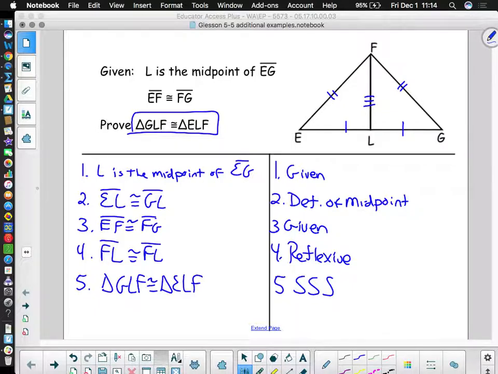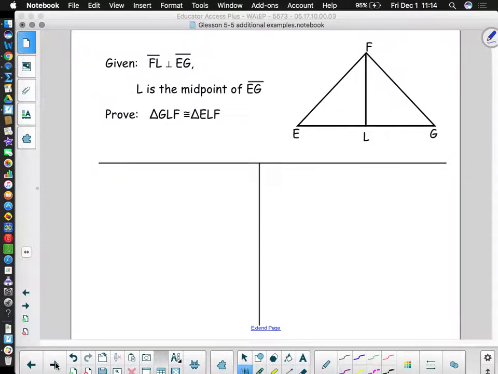So there you go. So there's one proof, okay? Let's look at the same picture. I'm going to go to this one first. And we're going to change up the givens a little bit. One of the givens is the same. So let's start with that one. Okay? L is the midpoint of EG.